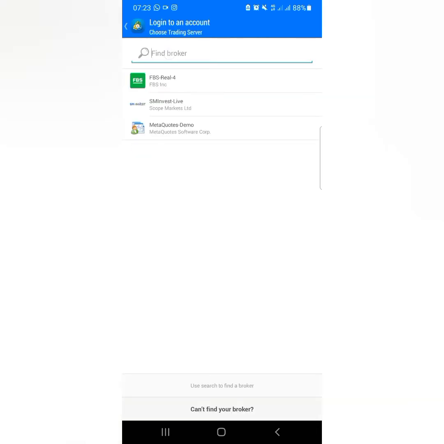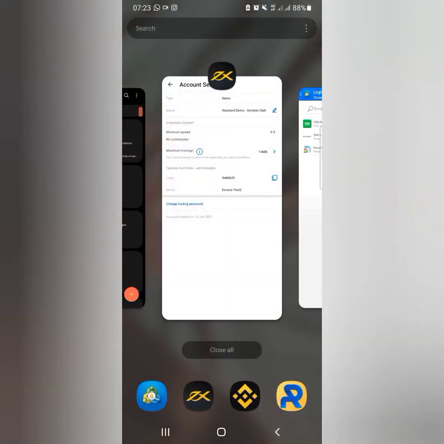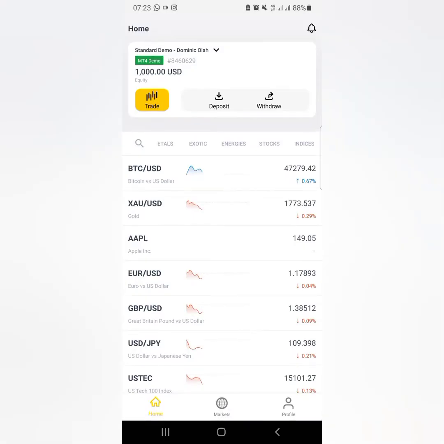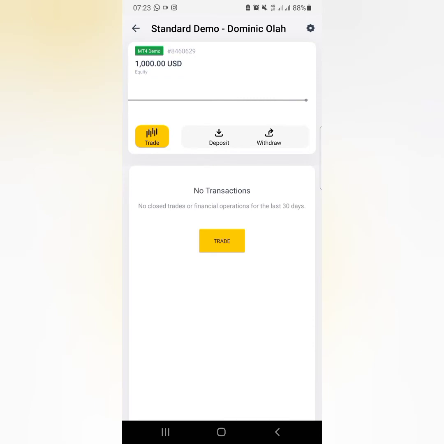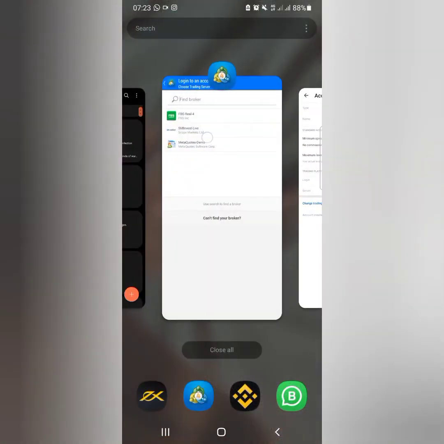So the Xness, once you go back to your Xness account, you're going to see these are my details. This is the demo account I opened, right? So this is the login. You can see the login ID, and that is the server, Xness trial 2. These are some of the details, and so that's it.